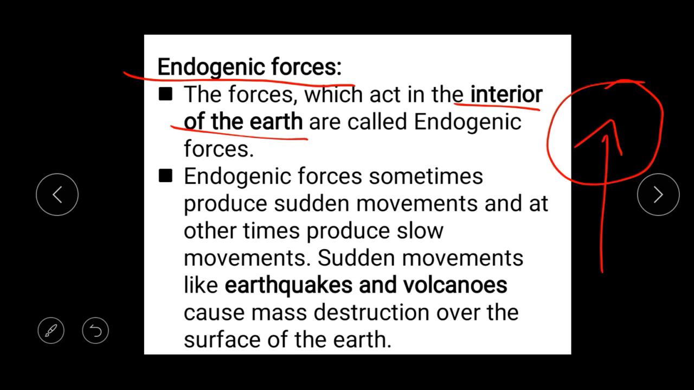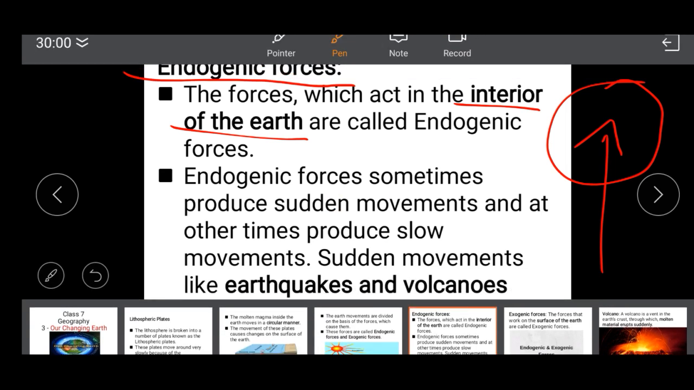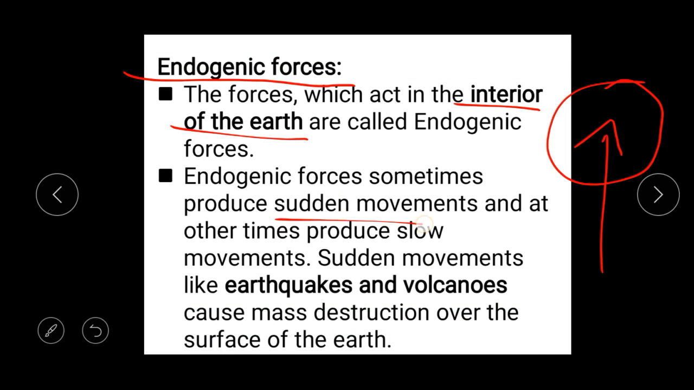Endogenic forces sometimes produce sudden movements and sometimes produce slow movements. Sudden movements are like earthquakes and volcanoes. If they cause sudden movement, we may face much destruction, many damages to life and our property.